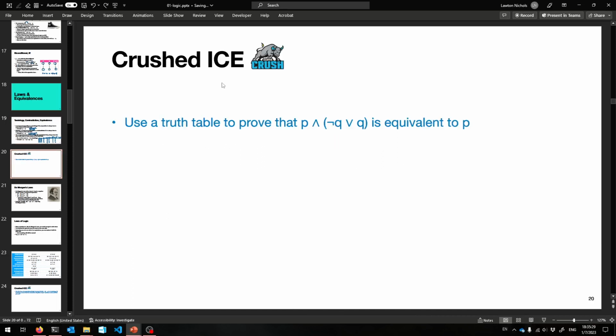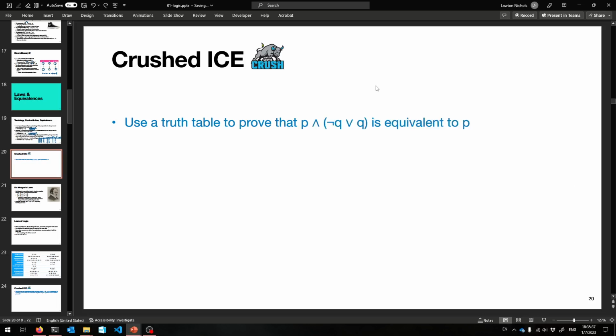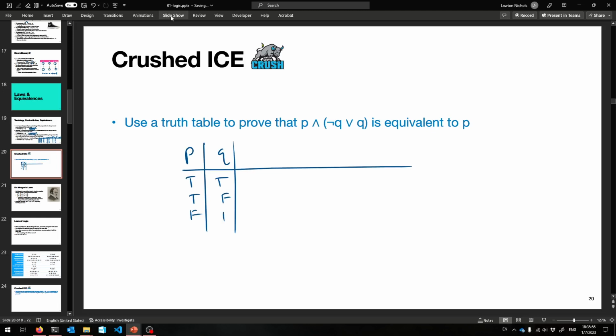Your turn. So use a truth table to prove that P ANDed with (not Q or Q) is equivalent to just saying P by itself. Isn't that neat? So try this. Make a truth table. For this, you'll naturally need P anyway. See if those columns agree. Now here's how I'll do it. True, true, true, false. False, true, false, false.